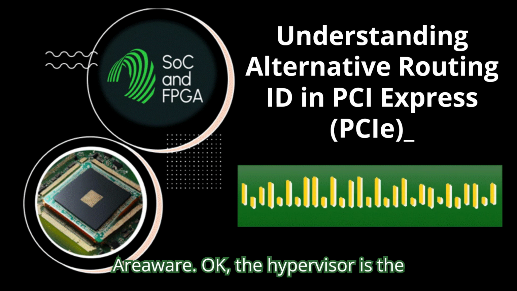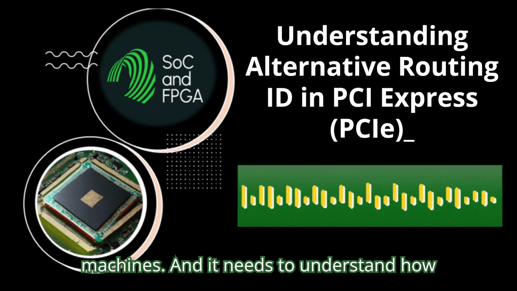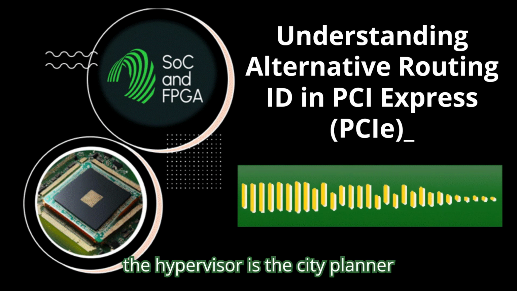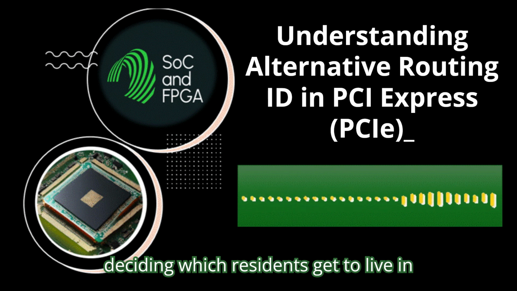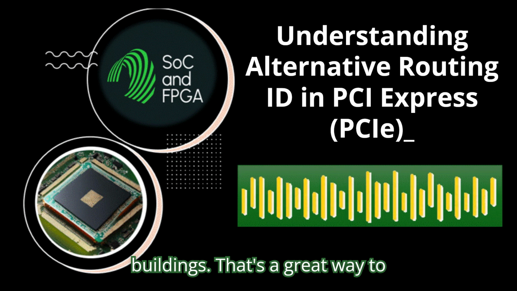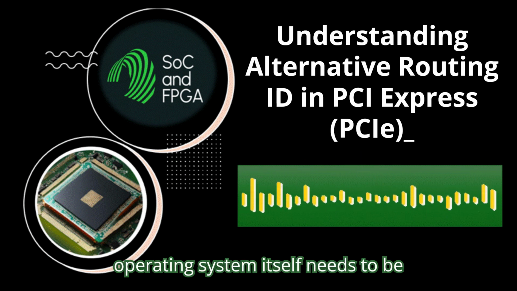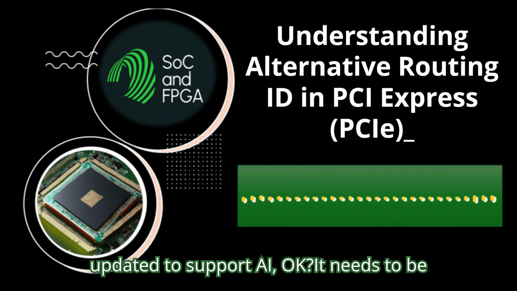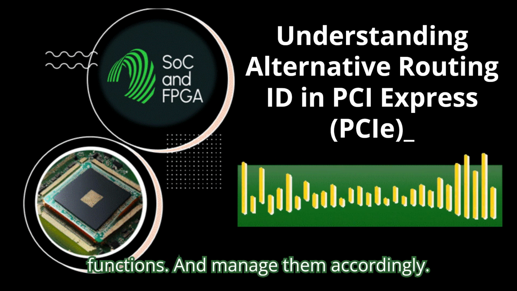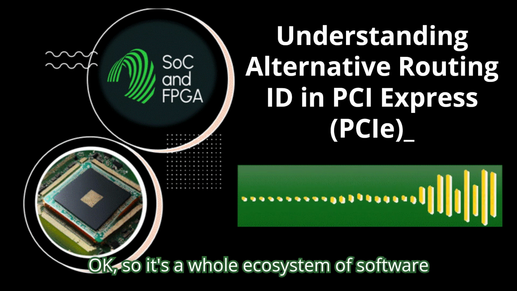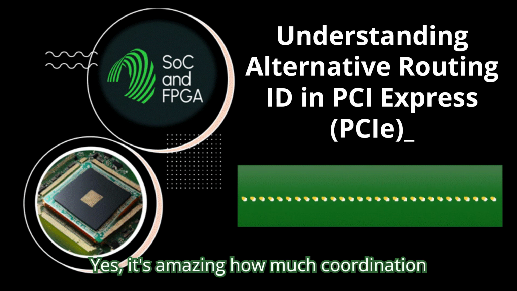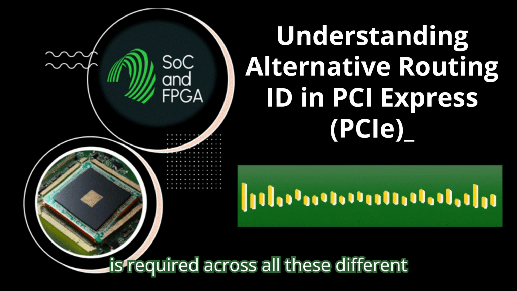The hypervisor is the software that manages your virtual machines, and it needs to understand how to allocate those virtual functions to different virtual machines. So it's like the hypervisor is the city planner deciding which residents get to live in which apartments within those expanded buildings. That's a great way to visualize it. And lastly, your operating system itself needs to be updated to support ARI. It needs to be able to recognize devices with extended functions and manage them accordingly. So it's a whole ecosystem of software working together to make ARI reality. Yes. It's amazing how much coordination is required across all these different layers of technology.